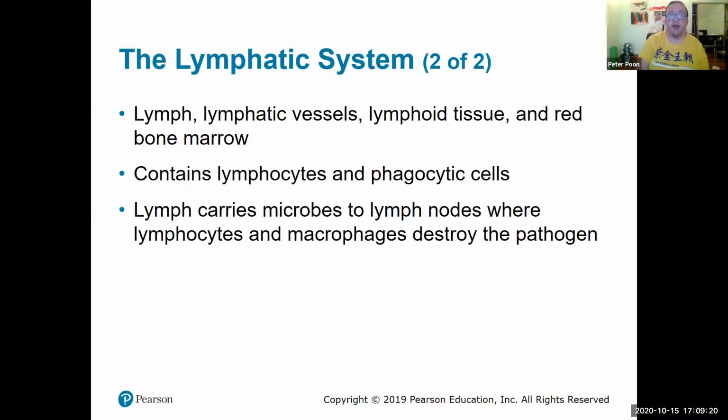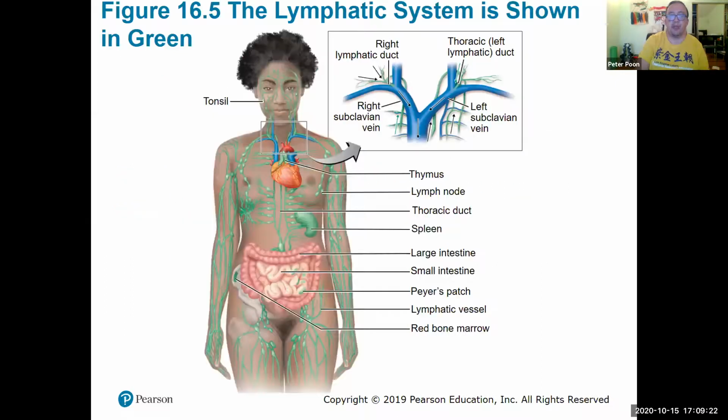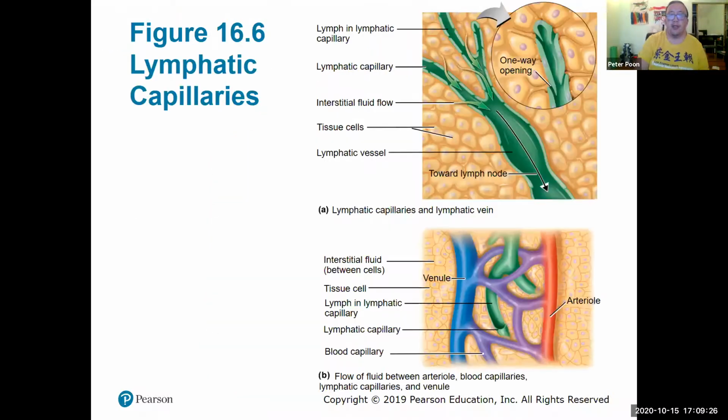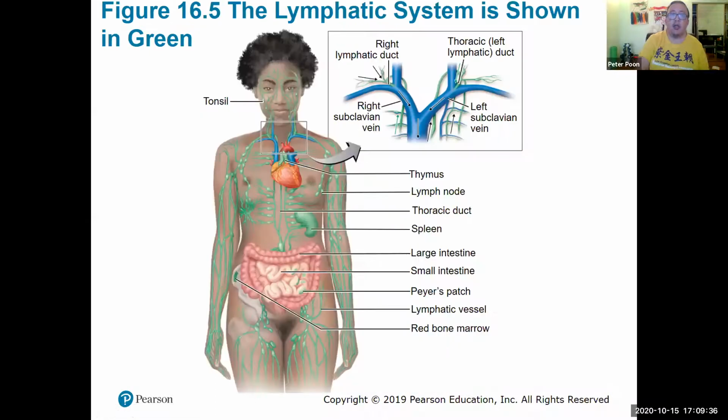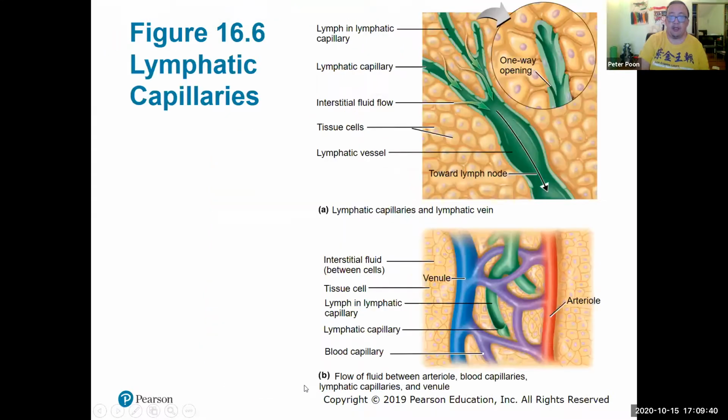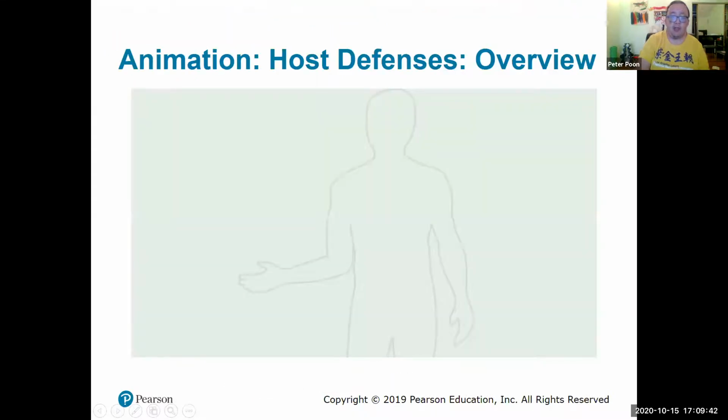Okay, the lymphatic system. This is your lymphatic system. Basically, these are one-way valves where fluid drains in, and once it drains in, it gets carried throughout the body. Especially important are the lymph nodes and stuff.